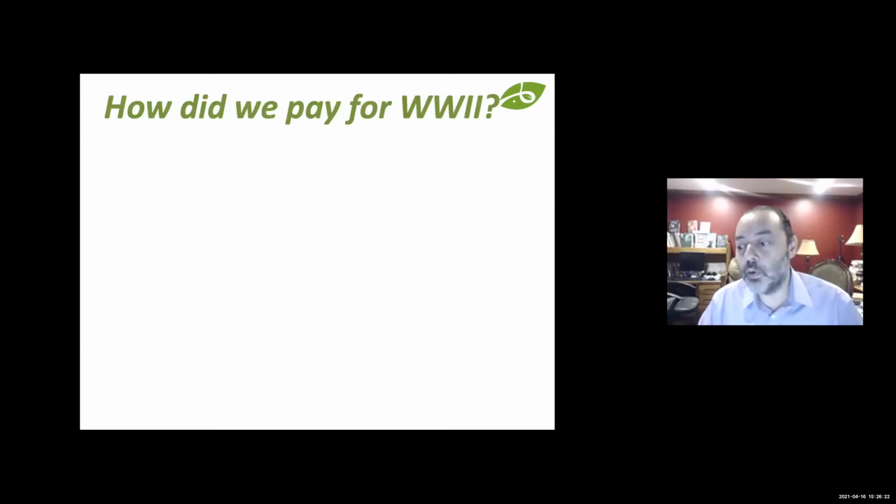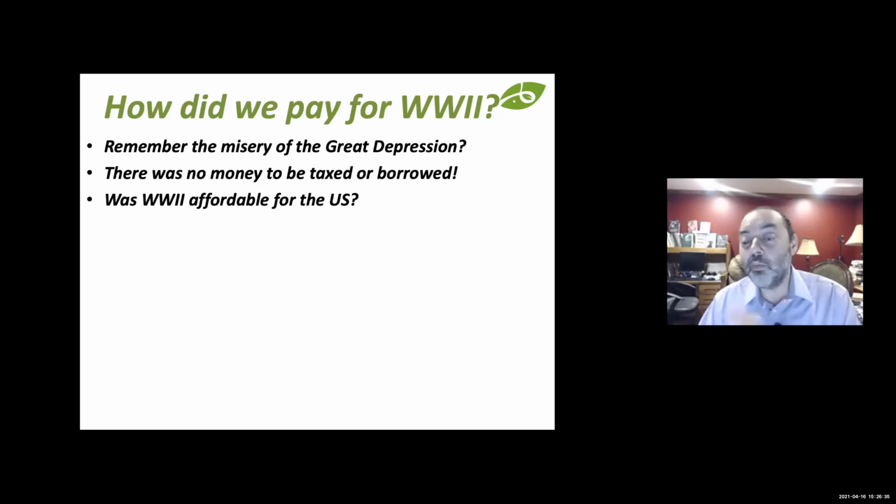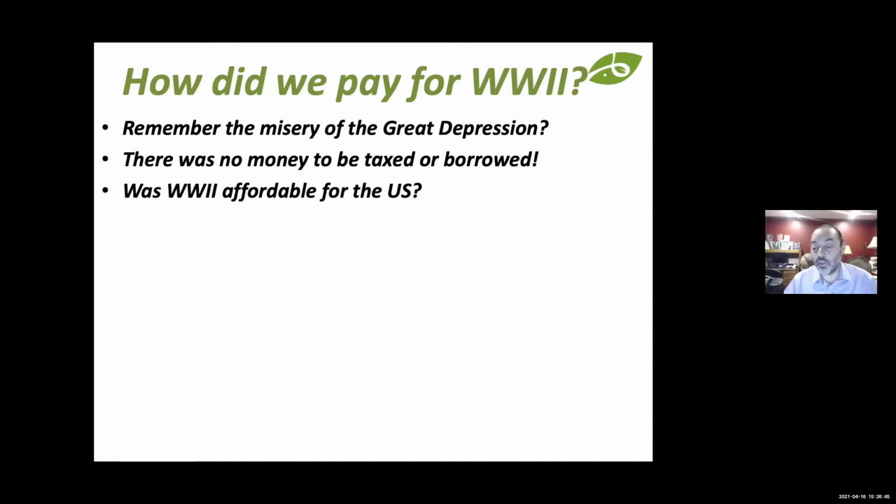I'll give you a few examples in the case of the US, just to illustrate how national governments that have full monetary sovereignty or high degrees of monetary sovereignty operate. The US paid for World War II, which was the most expensive program. It came right after the Great Depression, the most miserable time in US history. There was no money to be taxed. There was no money to be borrowed in the US during the Great Depression. And then we go straight into this massive spending program.